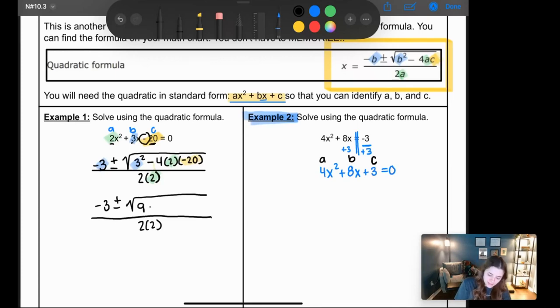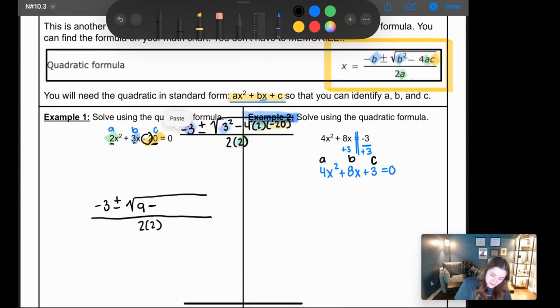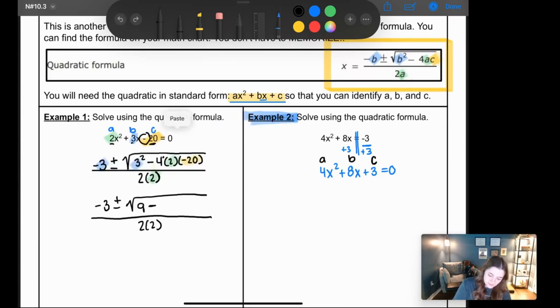Now, minus, okay, what is 4 times 2? 8, right? What is 8 times negative 20? Think about it. Negative 160. Now, even though we already put a minus there, you need to include this minus 160. Okay?